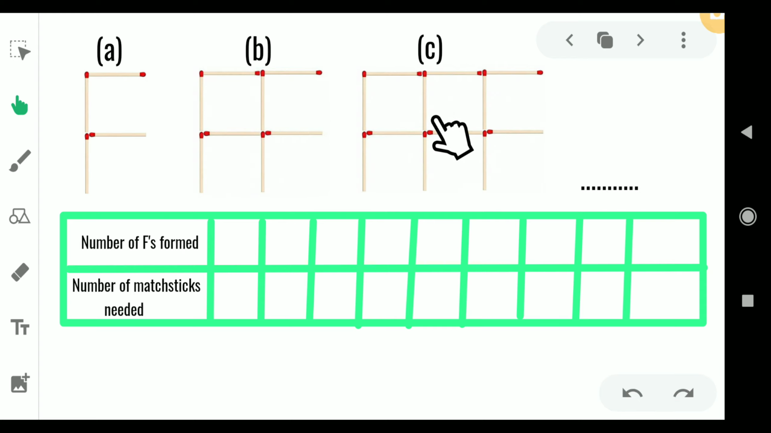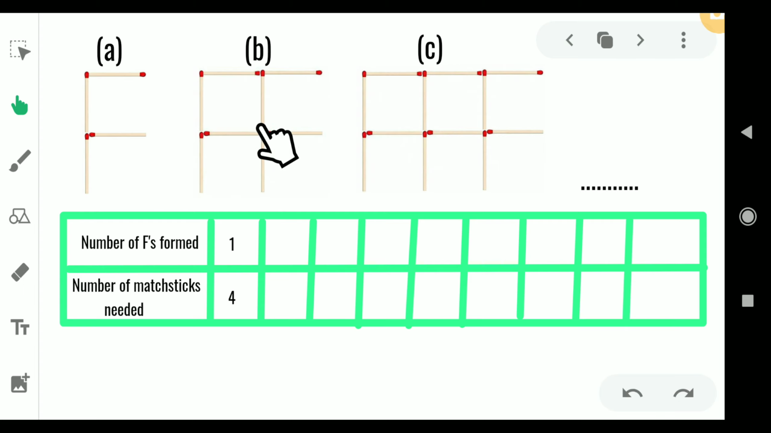Let's move on to the third situation. Here, how many F's have we made? 1, 2, 3. Let us count the matchsticks: 1, 2, 3, 4, 5, 6, 7, 8, 9, 10, 11, 12. Let us write the number of matchsticks that we have used for making these F's one by one. For the first F, how many matchsticks have we used? For the first F, we have used 4 matchsticks, right?